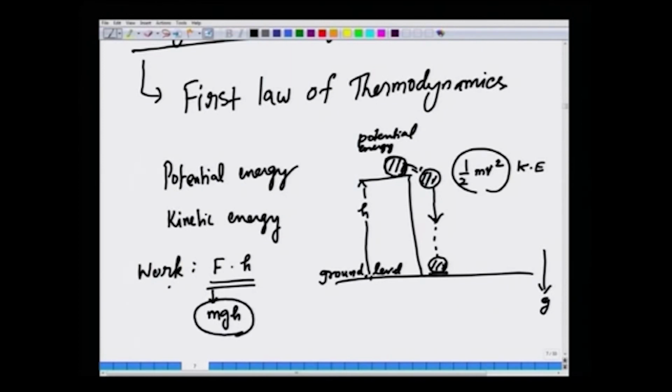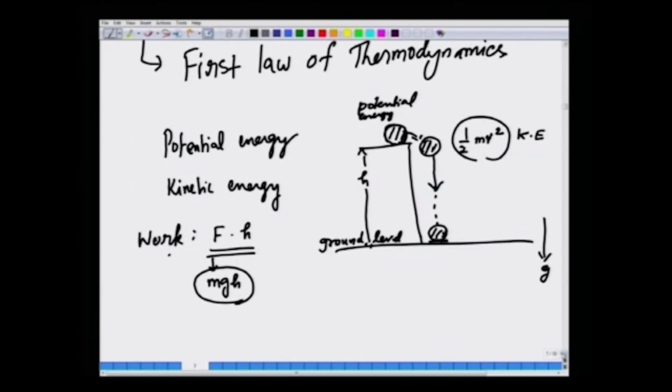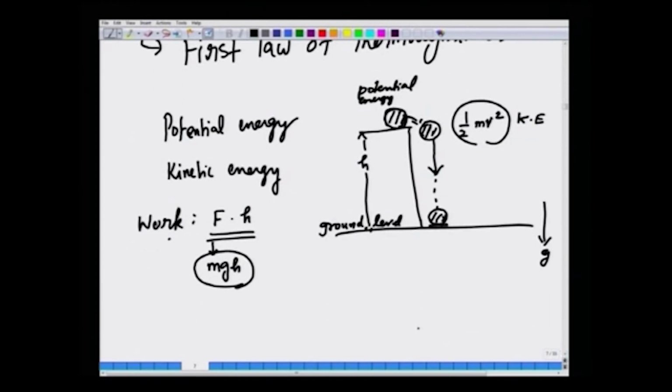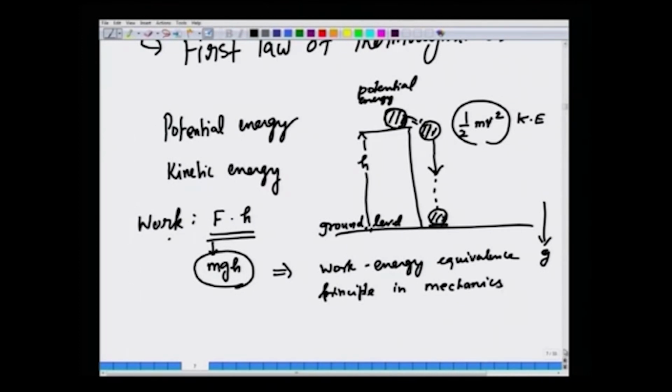So, the work that you have done in order to bring the sphere back to its original elevation is the same as its initial kinetic energy. So, this is the work-energy equivalence principle in Newtonian mechanics, which deals with objects such as spheres of macroscopic sizes and so on.